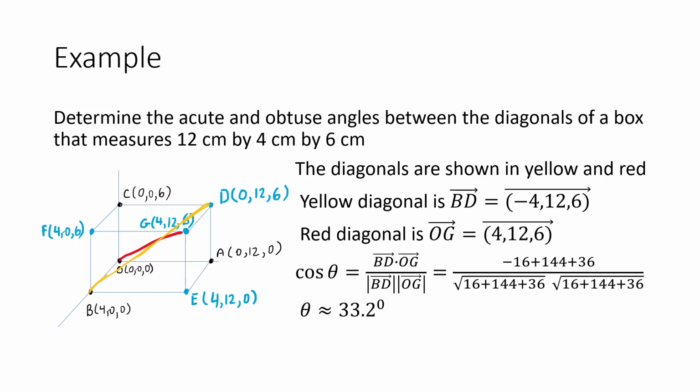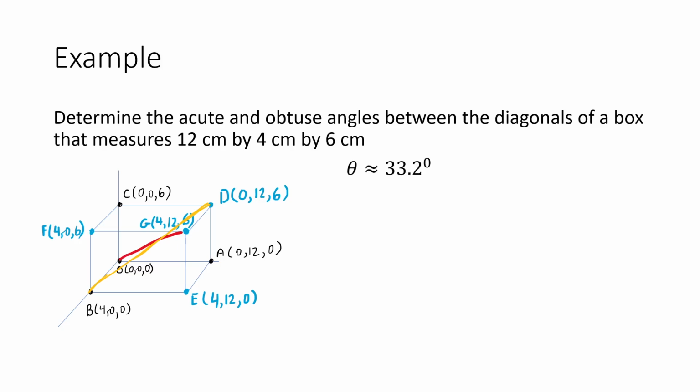Since BD dotted with OG would be the magnitude of BD times the magnitude of OG times cos theta, we can isolate cos theta really easily and say it's simply BD dotted with OG over the magnitude of BD times the magnitude of OG. Ultimately, we would get that theta is equal to 33.2 degrees.